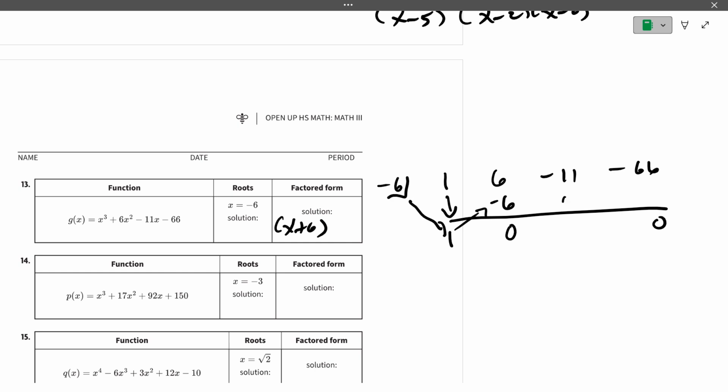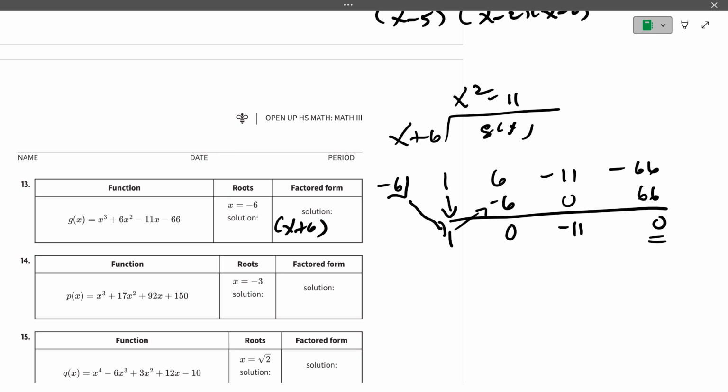Negative 6 times 0 is 0. Negative 11 plus 0 is negative 11. Negative 6 times negative 11 is 66. And there we go, we get that nice remainder of 0, which means that my other factor, when I divide x plus 6 into this function g of x, we're going to get x squared minus 11.